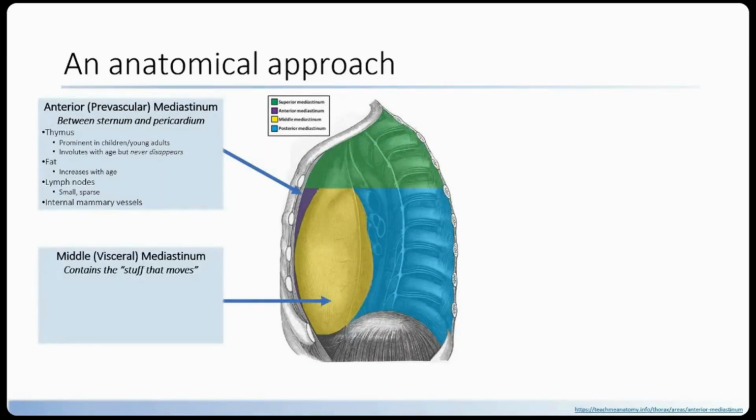The middle or visceral mediastinum, I thought handily can be summarized as the stuff that moves. So if we think about that, what does that contain? Well, it's the heart, the pericardium, great vessels, trachea and main bronchi, esophagus, lymph nodes.